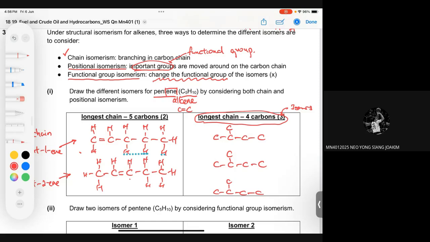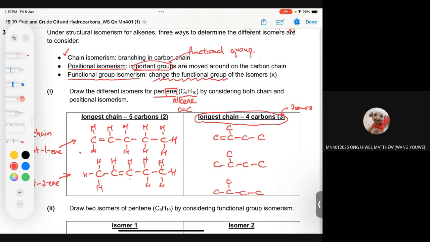Next one will be Matthew. I've covered all the carbons already, so all have 5 carbons. The branching is all done. The next thing I'm going to do is the position of the functional group. Where can I place my double bond? You can place it at the first carbon-carbon bond. First one. Then the second one, I can place where? You can place it at the vertical one.